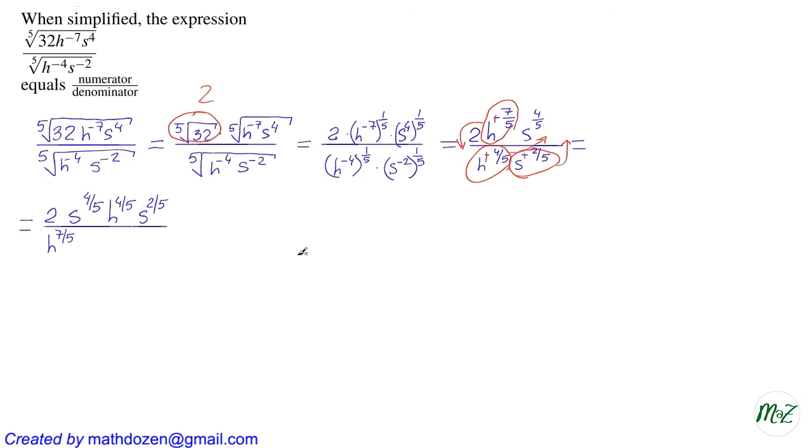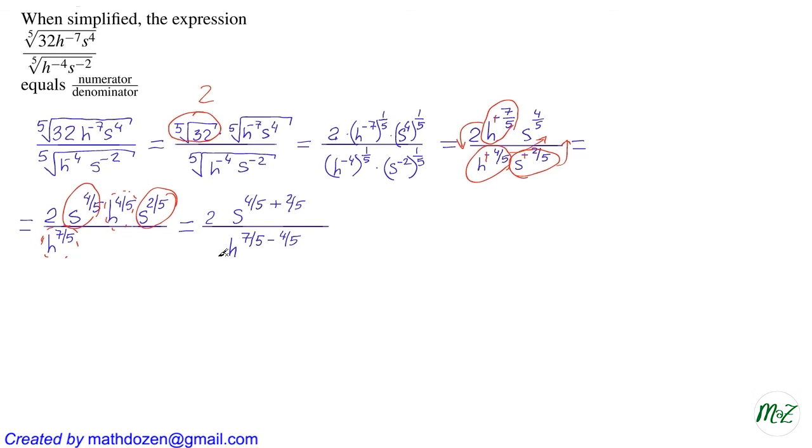So in the end result, 2s to the 4/5 stays the same. Then h to the positive 7/5 is in the denominator, and h to the 4/5 and s to the power 2/5 happen to be in the numerator. So now we can combine and simplify things. We have two s terms, s to the 4/5 and s to the 2/5. That should give us s to the power 4/5 plus 2/5. And then we have h to the power 4/5 upstairs and h to the power 7/5 downstairs.